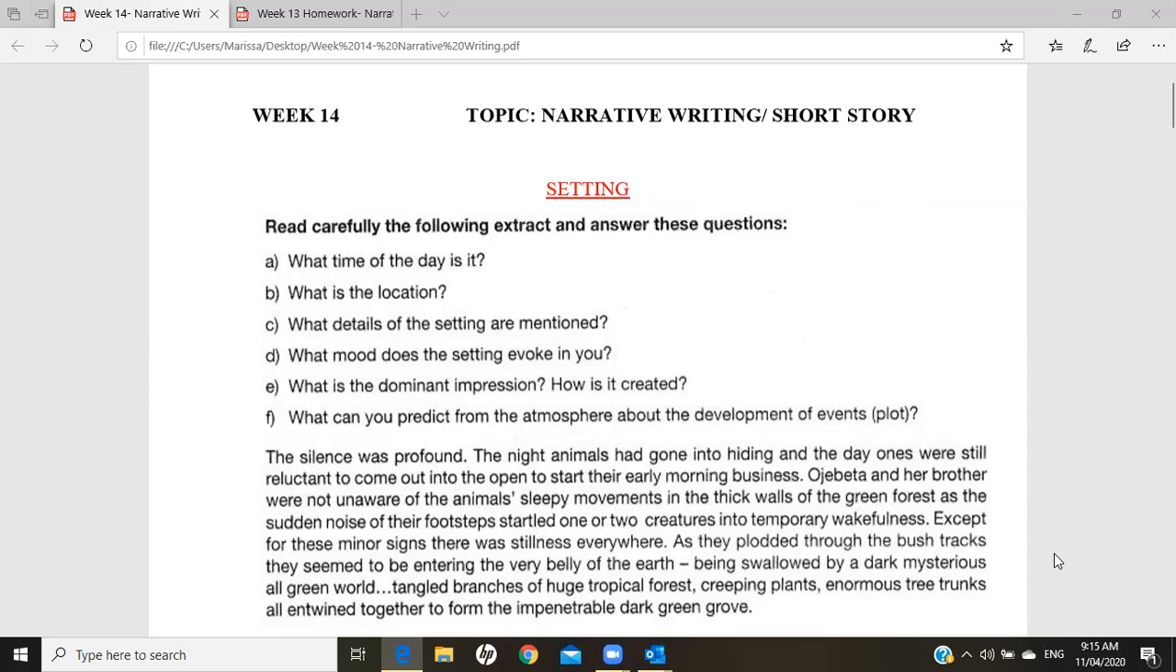E, what is the dominant impression? Impression means a feeling, and dominant means main. So when you read this, what is the main feeling you get? And how is that created? What does the writer do to create that overall feeling in you?